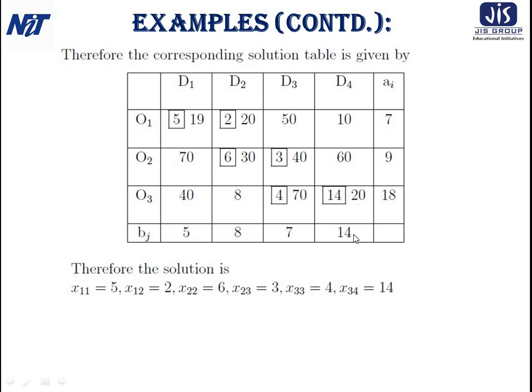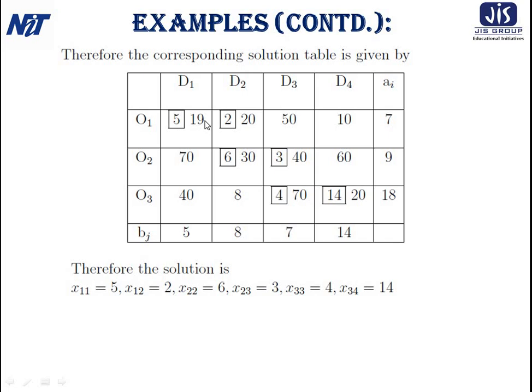So what is the corresponding solution of this transportation problem by the northwest corner method? x11 is equal to 5, x12 is equal to 2, x22 equal to 6, x23 equal to 3, x33 equal to 4, x34 equal to 14. And what is the corresponding cost?